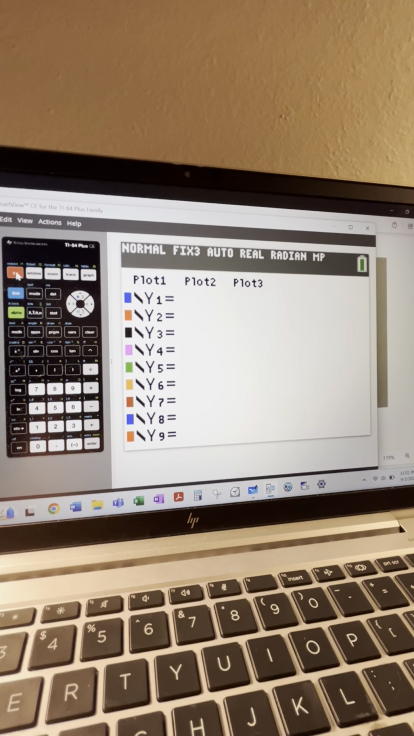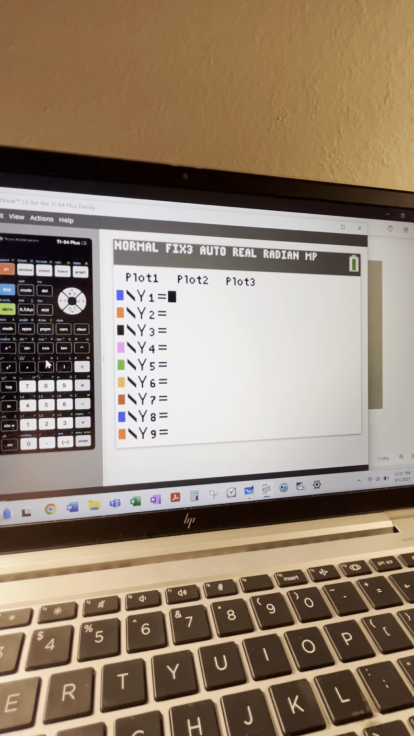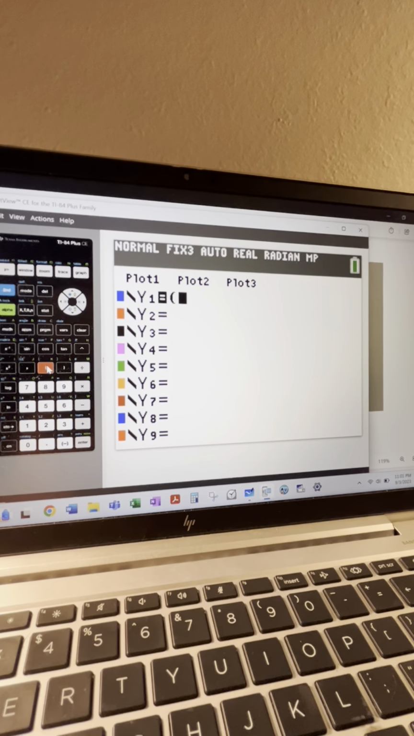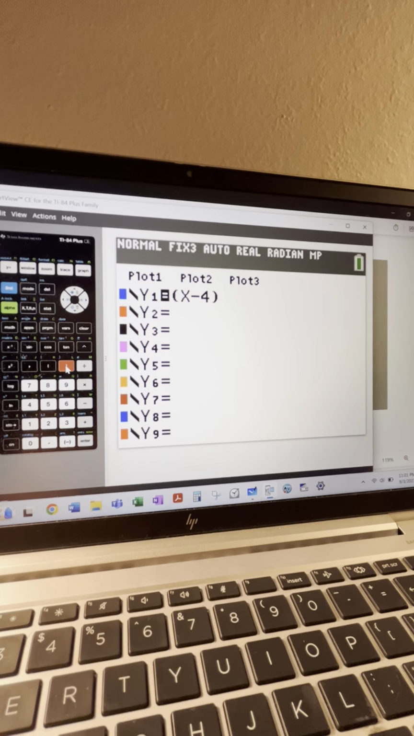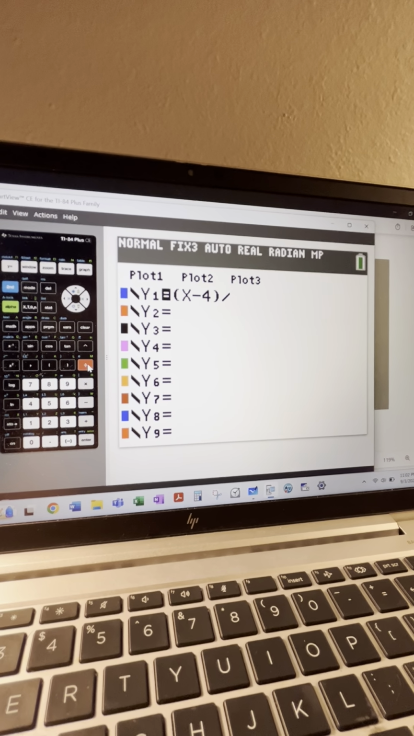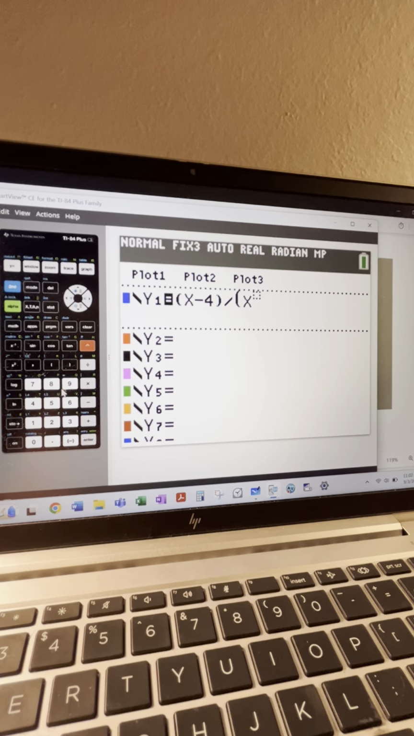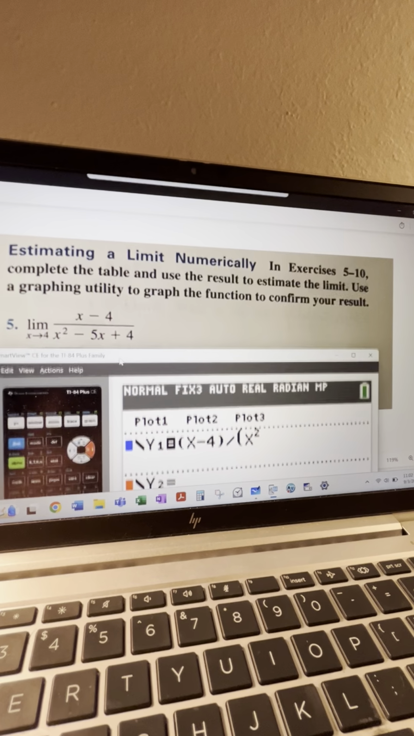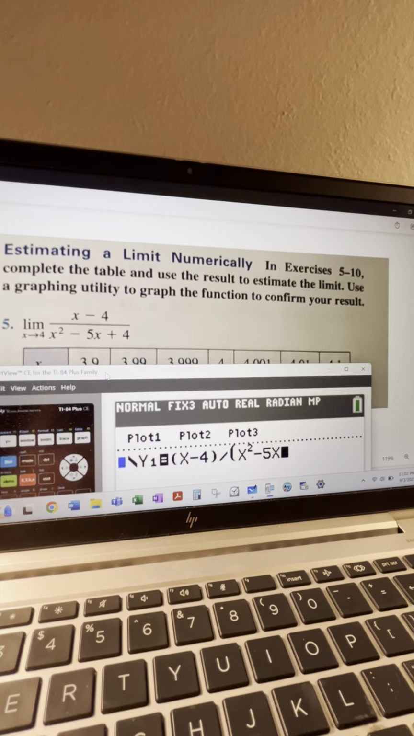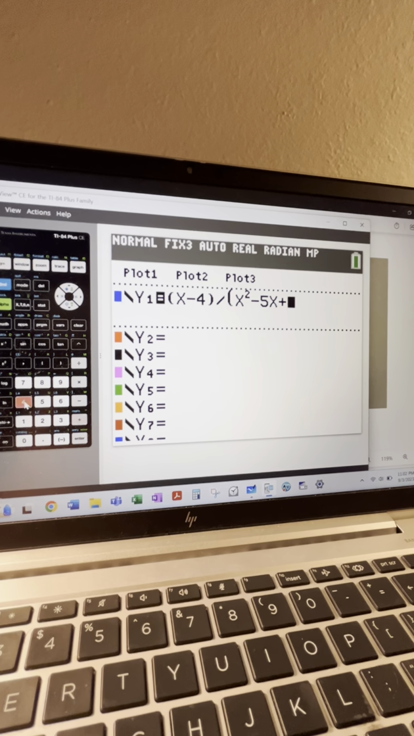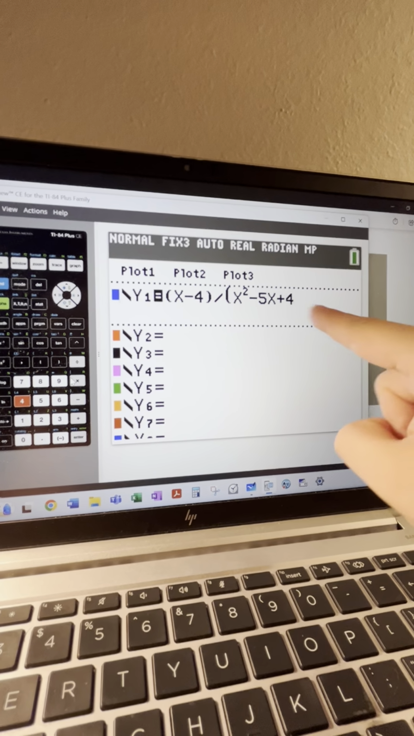So once again, we go to y equals. We're going to enter in that function. It should be (x minus 4). Make sure that you have the parentheses, x minus 4. Close the parentheses for that term. All of that is going to be divided by parentheses x squared minus 5x plus 4. And please do not forget to close the parentheses for this whole expression right here.